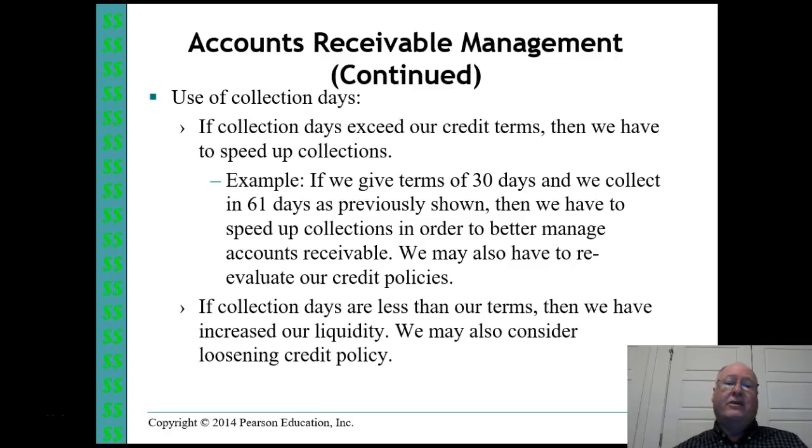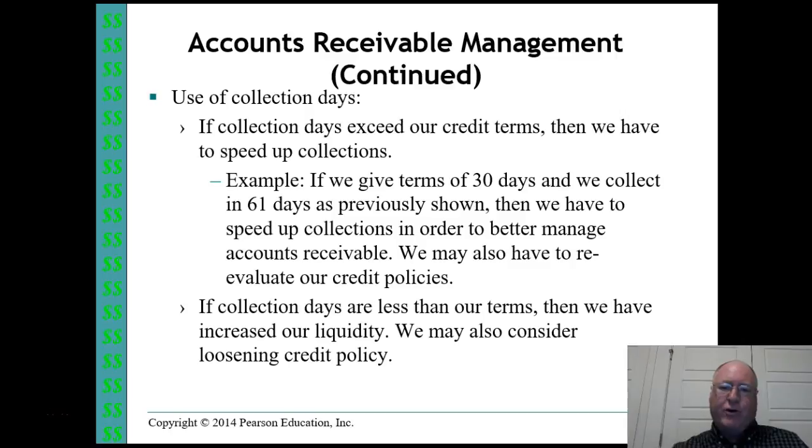If our collection days are less than our terms, then we have increased our liquidity. So if our collection days are 20 days and our terms are 30 days, we're doing better. If our collection days in the past have been 61 days and we've been able to do some things, increased collection calls, a little more sending Guido out for a visit, whatever it may be, and we're able to reduce the collection days from 61 days to 50 days, we're actually increasing our liquidity itself. That's a good thing.